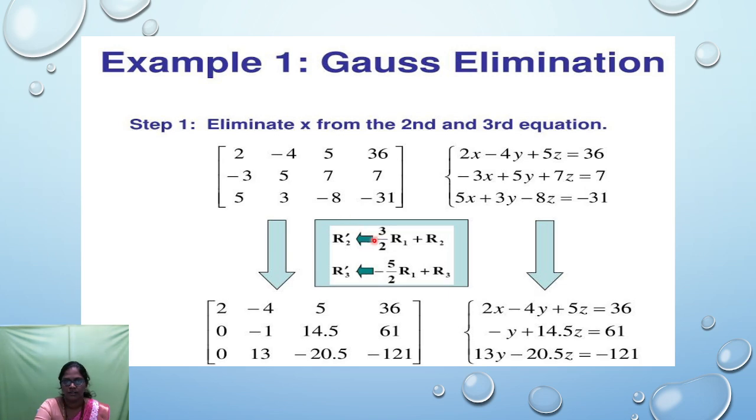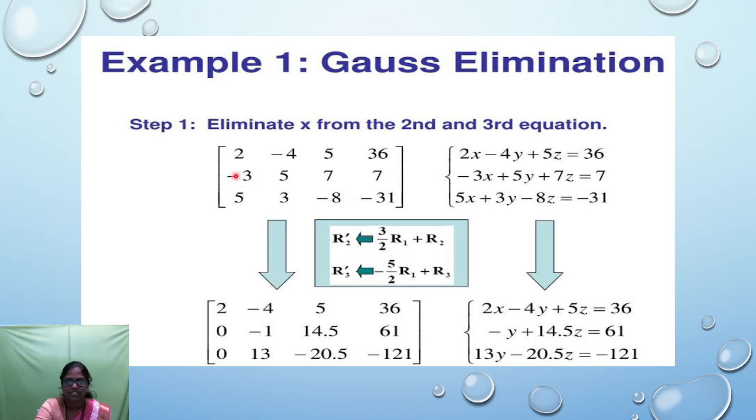So add to R2, what do we get? 3 by 2 R1. Check this: the first element is minus 3. So using the first row R1, here we have R1 as 2, so dividing R1 by 2, here we get 1. Then multiplying with 3 and adding to minus 3, we get 0 here.